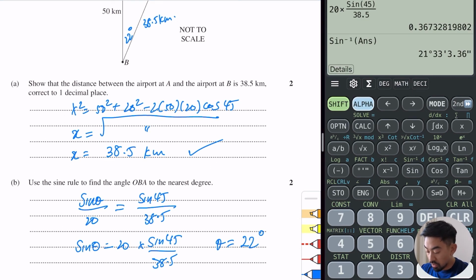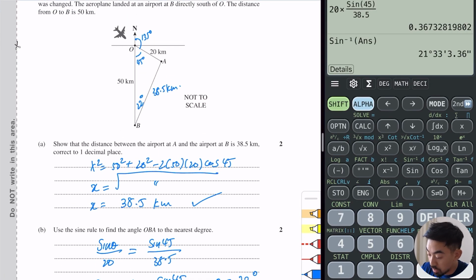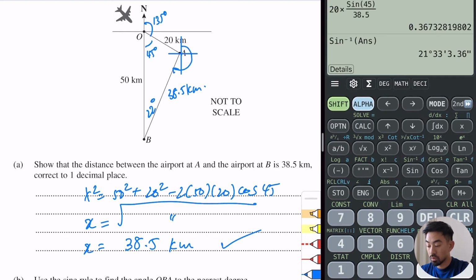C, what is the bearing of the airport B from airport A? So what is the bearing of B from A? All right, so they want this one, right? So I want to know what is that bearing there. Okay, so what do I know? Well, I know that this angle up here is going to be co-interior with this one, and also alternate. So this angle in here will be 45 degrees.